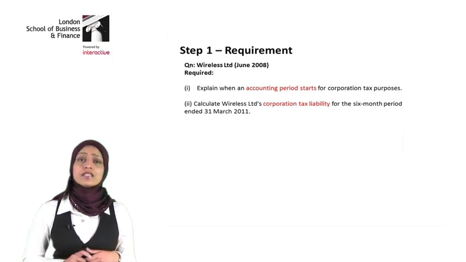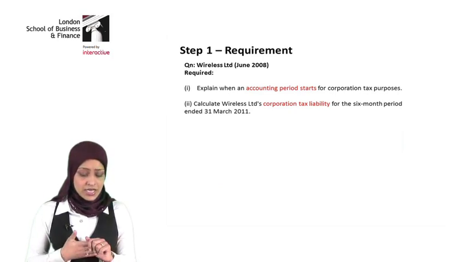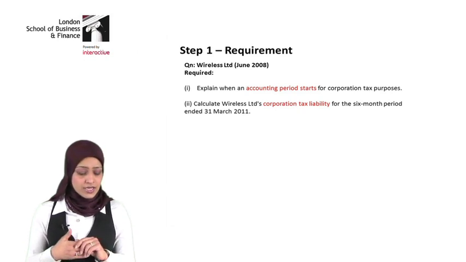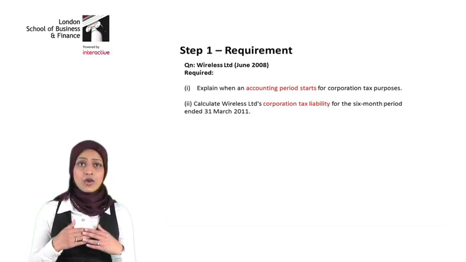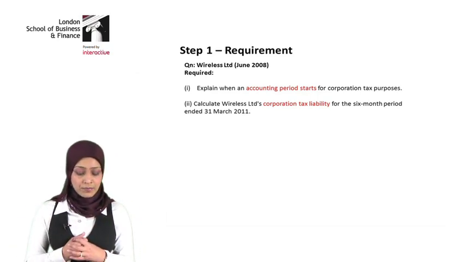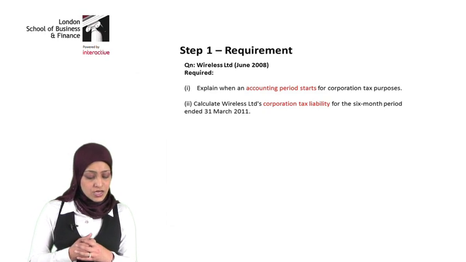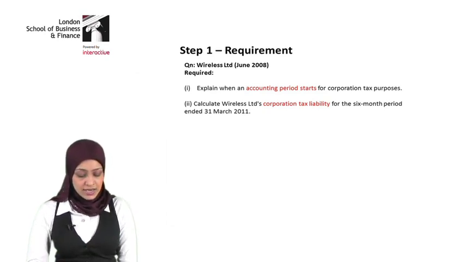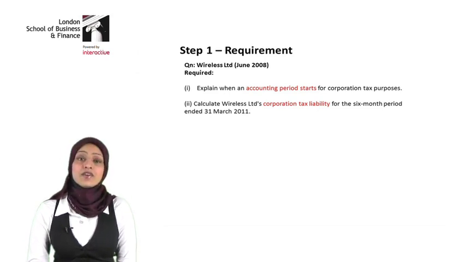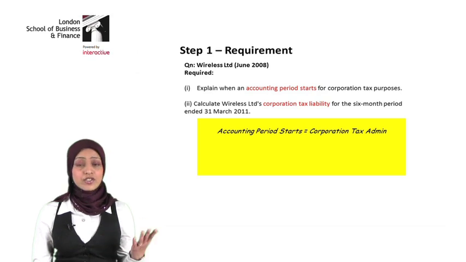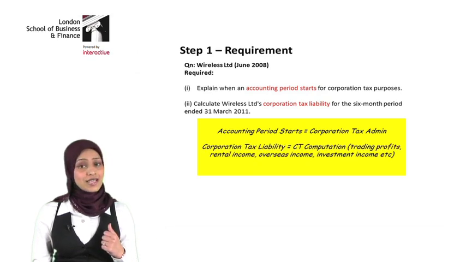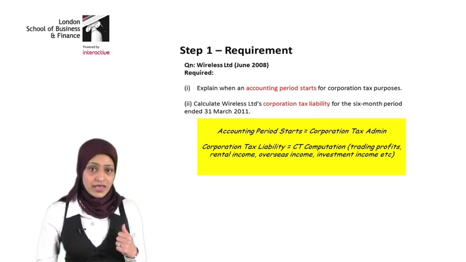So the next one I have for us is from June 2008, Wireless Limited. This was question 2 in June 2008. First part, explain when an accounting period starts for corporation tax purposes. So again, we're thinking about some admin issues for companies. Part 2 of the question, calculate Wireless Limited's corporation tax liability for the 6-month period ended 31st March 2011. And I'm thinking corporation tax liability, probably corporation tax computation here. So what we see is we have accounting periods, as I said, corporation tax administrative issues, and then our corporation tax liability asking us to do a CT computation there.